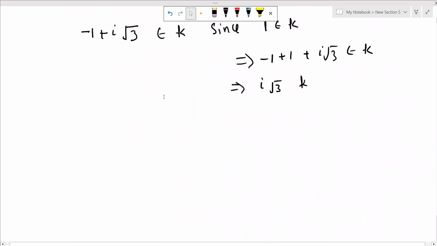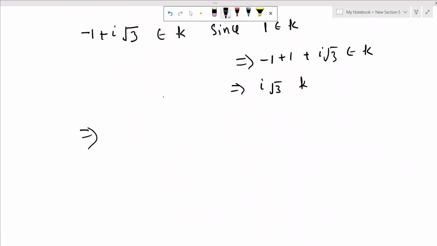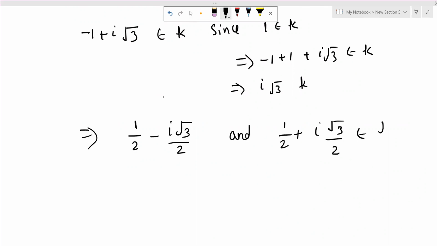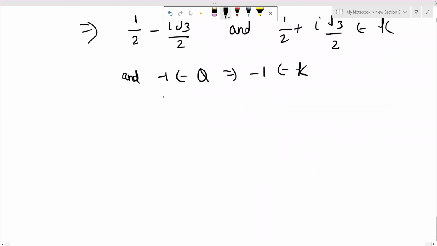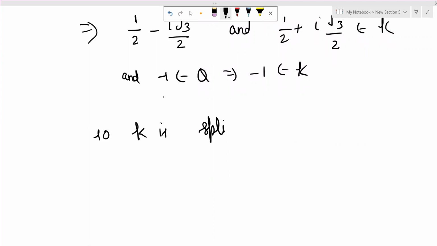So all the roots are there. This implies 1 by 2 plus iota root 3 by 2 is in K, and minus 1 belongs to Q, which implies minus 1 belongs to K. So K is the splitting field for x to the power 6 minus 1.